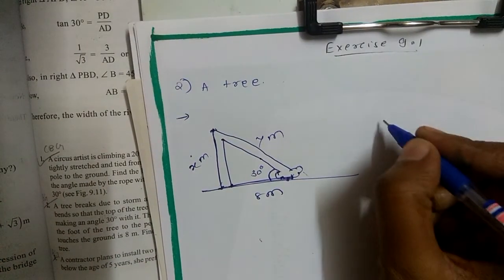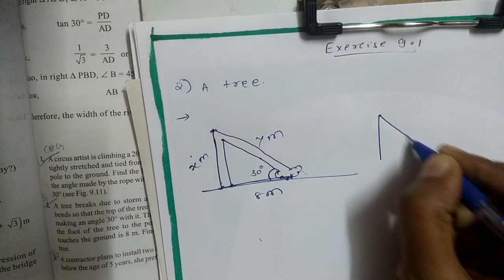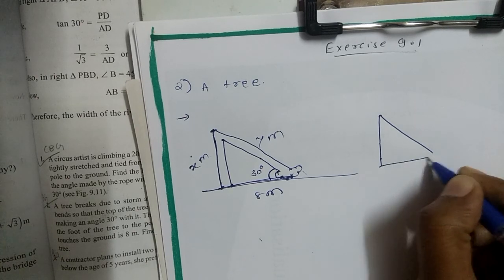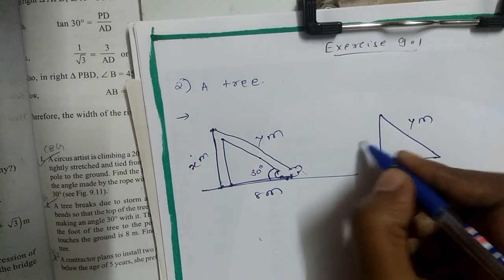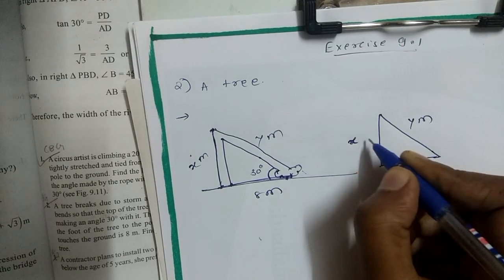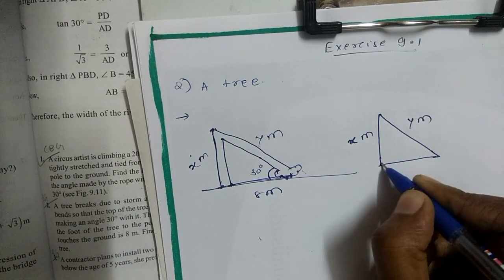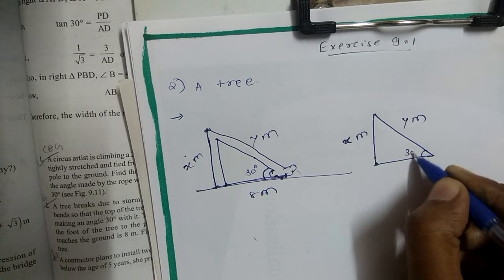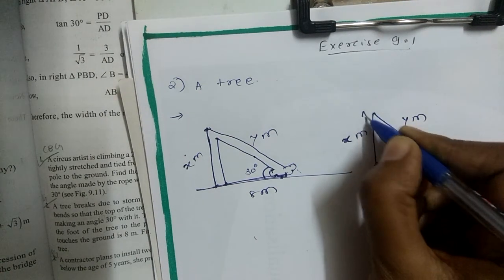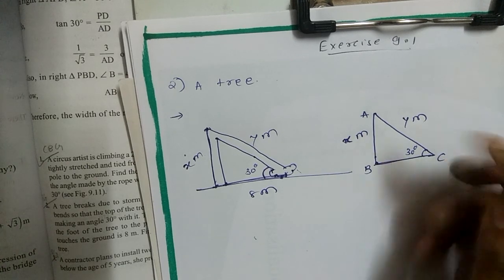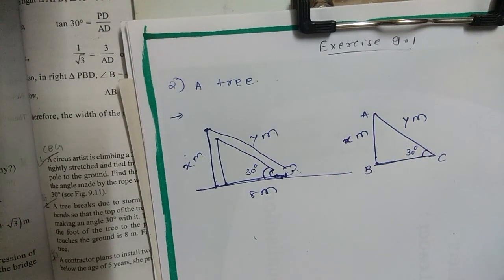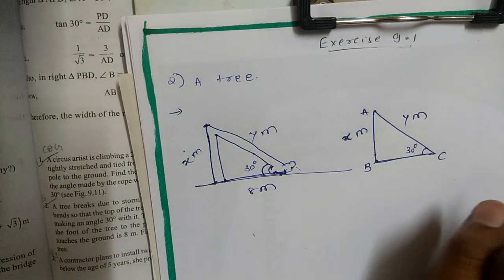The same figure we can draw as a triangle. We'll take the broken part to be y meter and the unbroken part to be x meter, and this is 30 degrees. So that you will understand, we'll name this AB and this C. So AB plus AC will give you the height of the tree, isn't it?